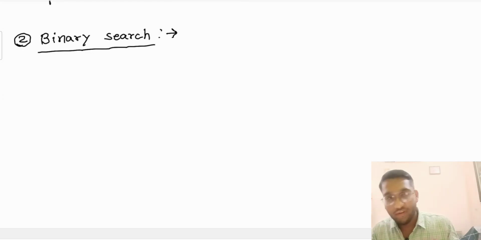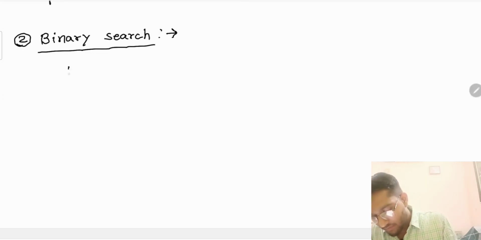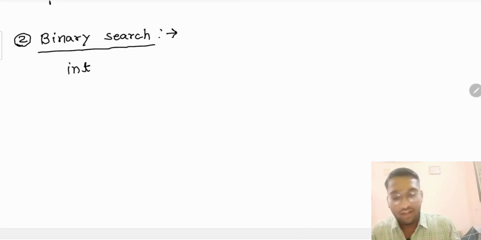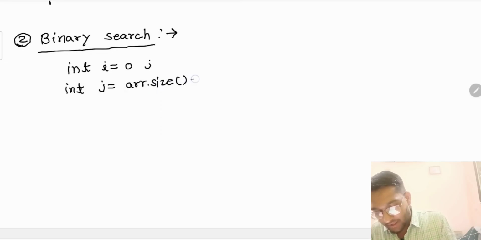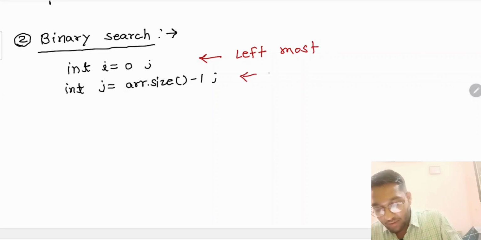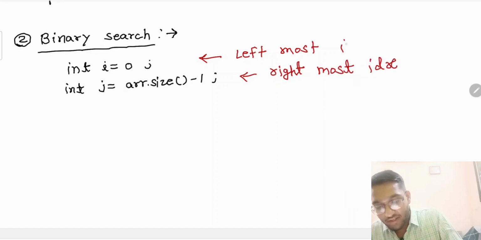For example, there is an integer i which is equal to 0, and there is an integer j that is array dot size minus 1. It means i will be the leftmost index, and j will be the rightmost index.